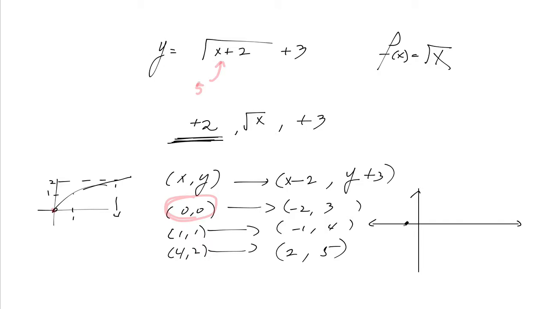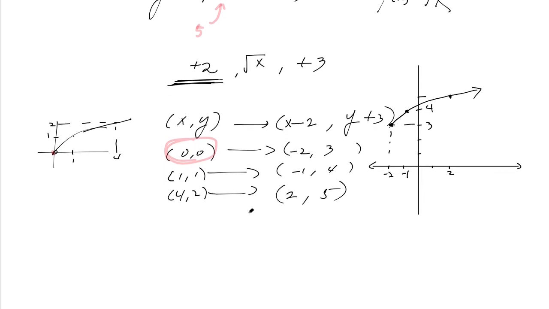So negative 2, 3. Negative 1, 4. And 2, 5. That's the starting point, and we head towards the other points. So that's your graph.